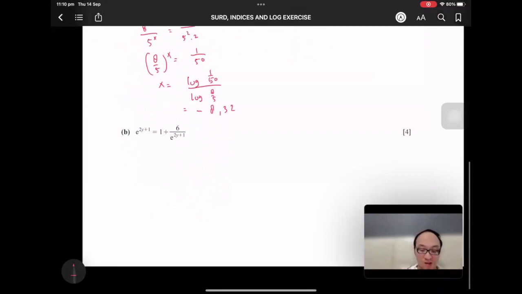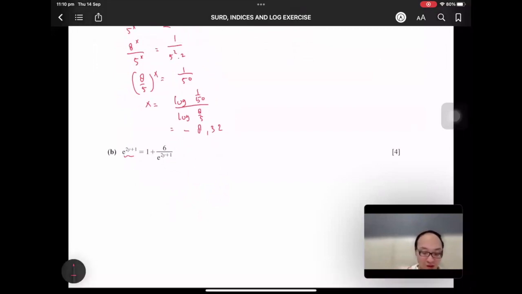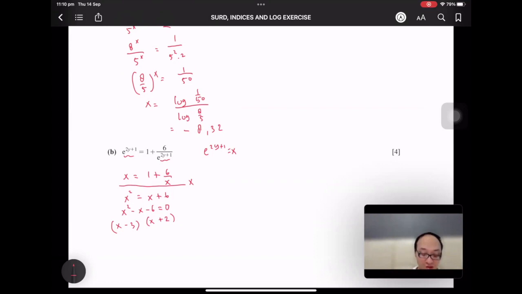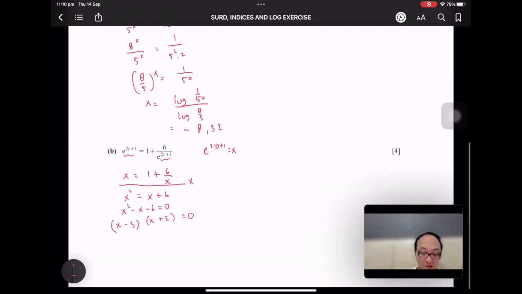B, so we have the same term here, so I can make it into x, yeah. I just put x equals 1 plus 6 over x. And then multiply everything by x. So I have x squared equals x plus 6. So x squared minus x minus 6 equals 0. (x minus 3)(x plus 2) equals 0. So x equals 3 or x equals negative 2.